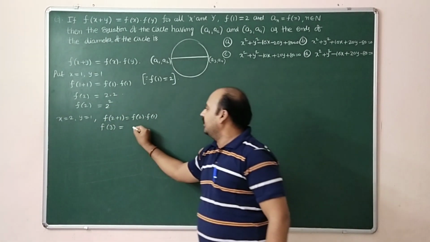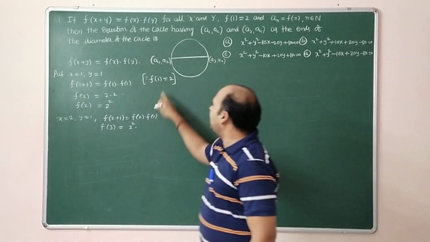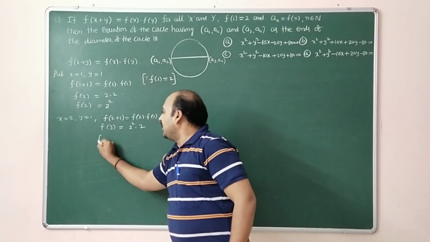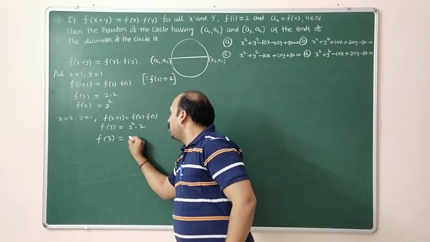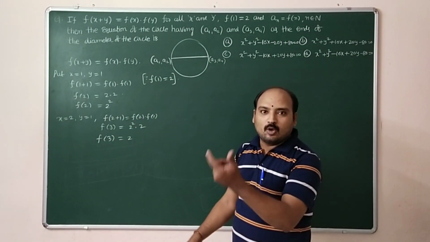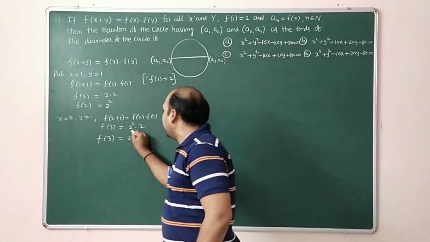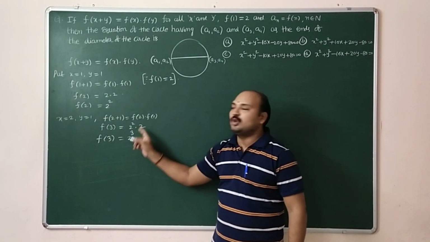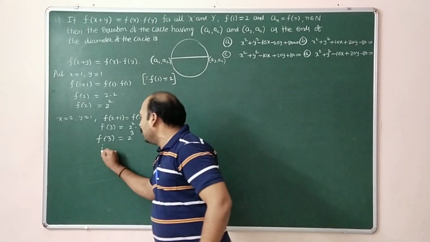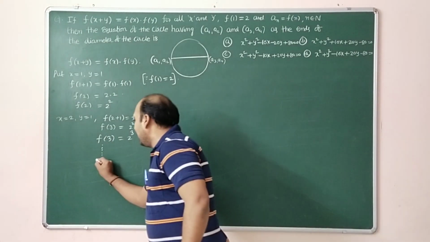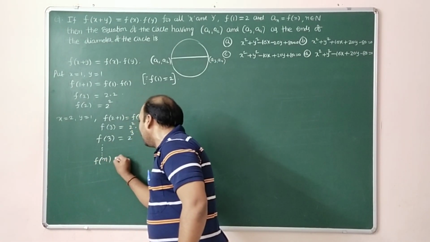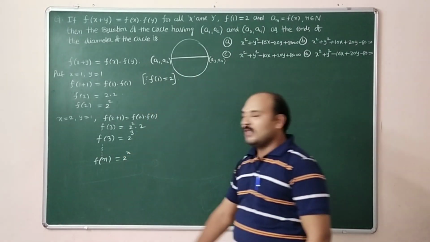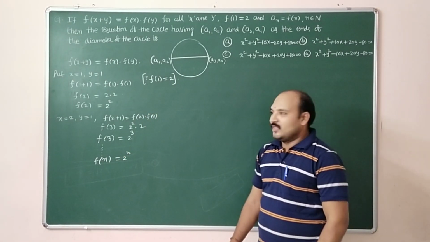It is equal to f of 2, which is 2 square, we got it, into f of 1, whose value is 2. So f of 3 is equal to 2 power 2 into 2. The bases are equal, so add the powers: 2 plus 1 is 3, so 2 power 3. So f of 2 is equal to 2 square, f of 3 is equal to 2 cube, and so on. If you do it this way, you will get f of n is equal to 2 power n. I hope everyone understood.